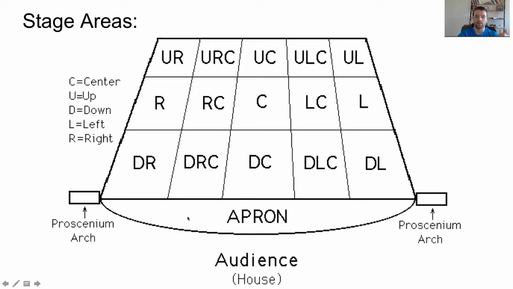Out here is the apron. Now, not every theater has an apron that thrusts itself out into the audience to give the actors a bit more of an intimate experience with the audience, and vice versa. And here is the proscenium arch. So this would, if I were looking at it straight on, go up, across, and down. We'll look at some images of that.